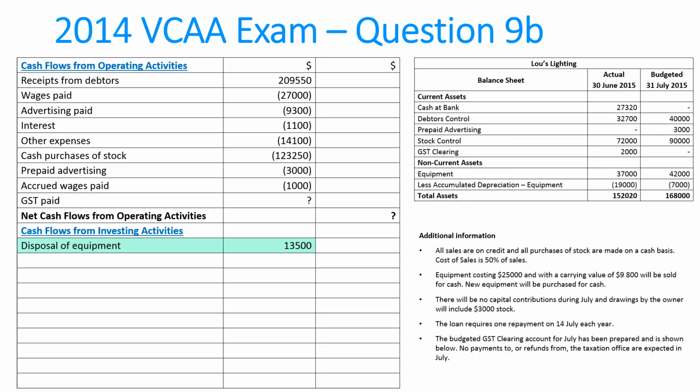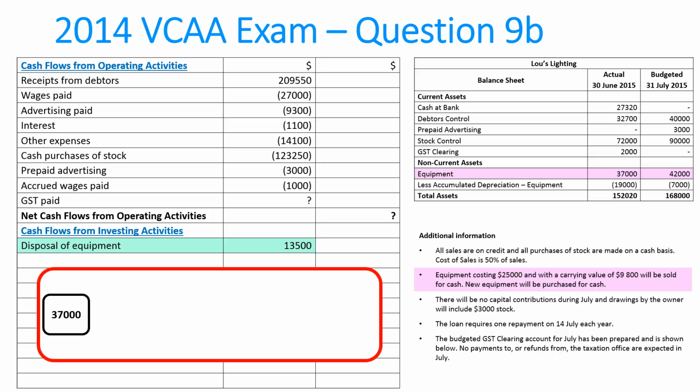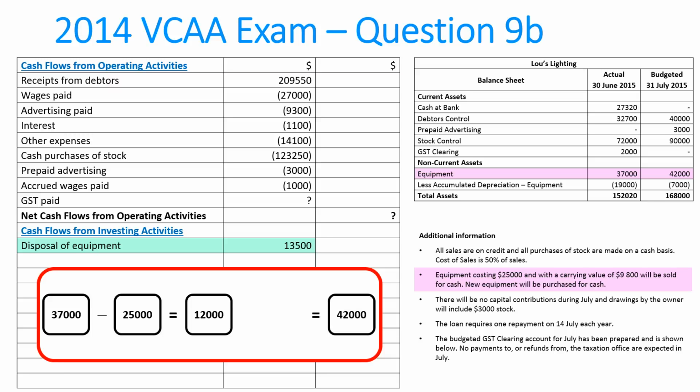Secondly, I need to figure out how much, it says here I bought new equipment. It says will be purchased for cash, but I don't know how much. So what I'm going to do is figure that out in reverse. At the beginning of this budgeted period, I had $37,000 of equipment. I'm going to get rid of 25,000. That'll leave me with 12, and yet at the end of the month I'm told there's going to be 42,000. So I must have bought more, and the amount I bought must be the difference between those two numbers, which is 30,000. So I'll put that in as the purchase of equipment as a cash outflow.